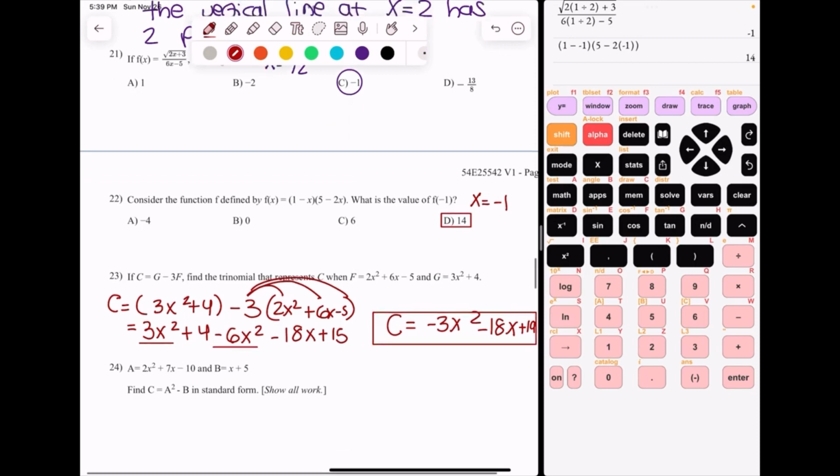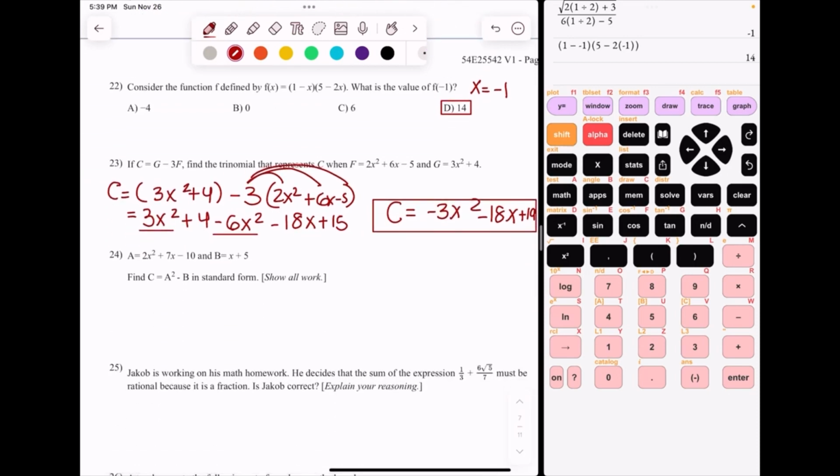24 is a very similar question, so you might want to pause it and try it. C equals A. A is 2x squared plus 7x minus 10 squared, which means we write it twice. Minus x plus 5. All right. We haven't really learned how to do a 3 times a 3, but basically you would just make sure that you're multiplying that by each thing.